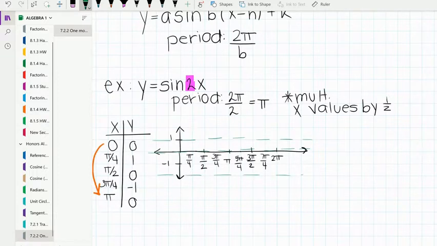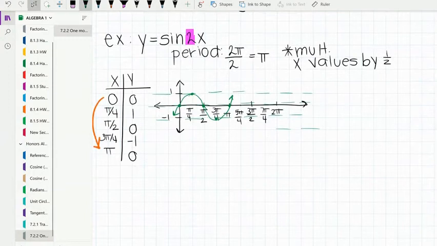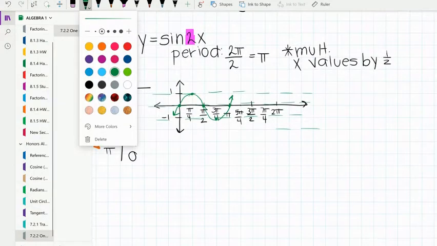So we're going to go ahead and plot the points we have, which are 0, 0, pi over 4, 1, pi over 2, 0, 3 pi over 4, -1. I actually should have drawn that at -1. All right, 3 pi over 4, -1, and then pi, 0. So it looks something like this. Obviously the domain is still all real numbers, but what's different is it completes the cycle twice as fast, so the period changes. So let's go ahead and try one with cosine.